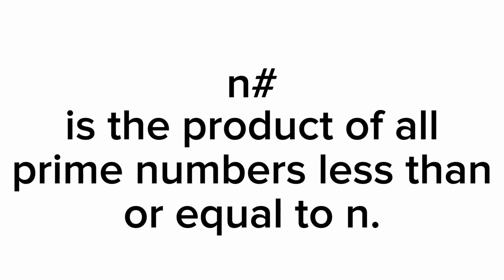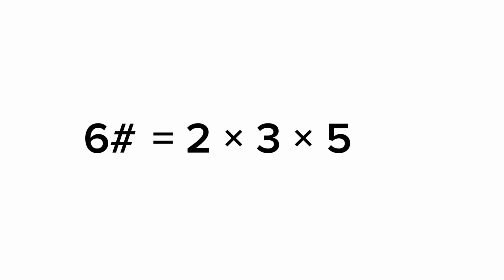Next is primorial. The primorial of n is the product of all the prime numbers less than or equal to n. For instance, 6 primorial is the product of all the prime numbers less than or equal to 6. 2 times 3 times 5, 30.